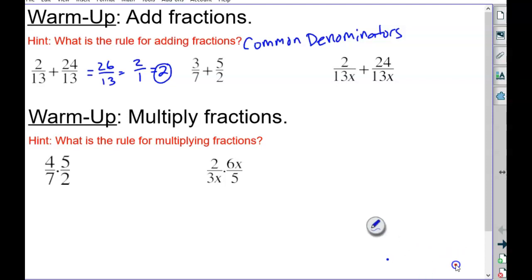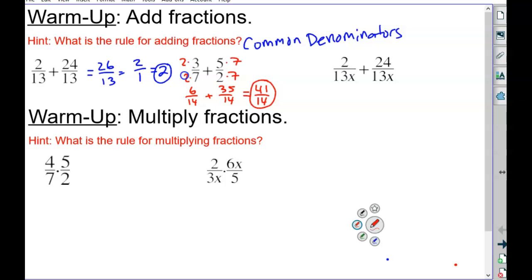So the next one, we can't just add them straight across because they do not have the same denominator. So a quick way to do this: this one needs a 2 and this one needs a 7. So I'll multiply top and bottom by the missing term. So if I multiply that by 2, I end up with 6 fourteenths plus 35 fourteenths. And then when I add them together, I get 41 fourteenths. And 41 doesn't have any factors that 14 has, so it's reduced as far as it can go.